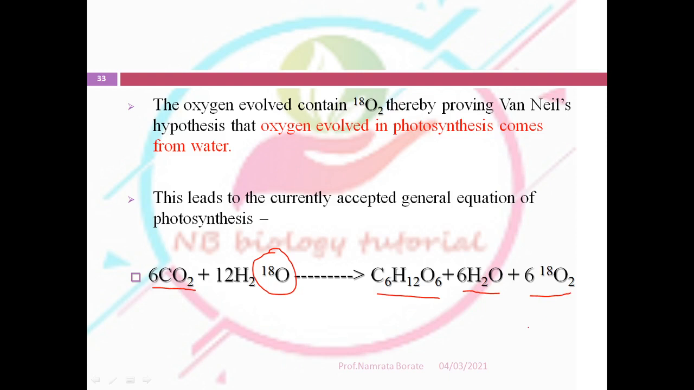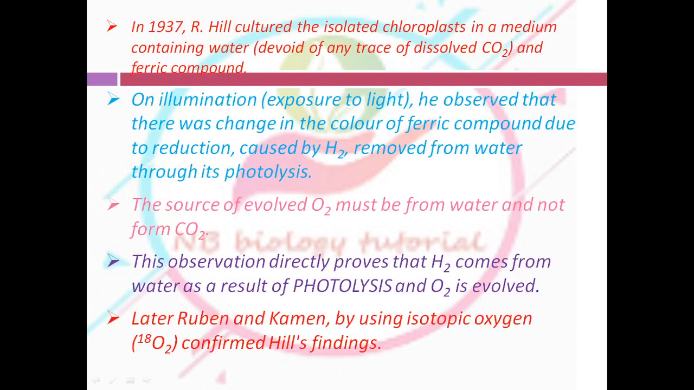Whether what was put forth by Ruben and Kamen is true or false, Robert Hill worked out an experiment. So what's that Robert Hill experiment? In 1937, Robert Hill cultured the isolated chloroplast in a medium containing the water.